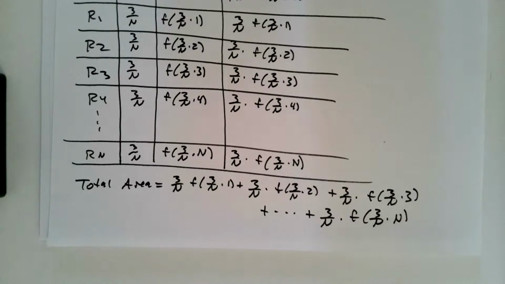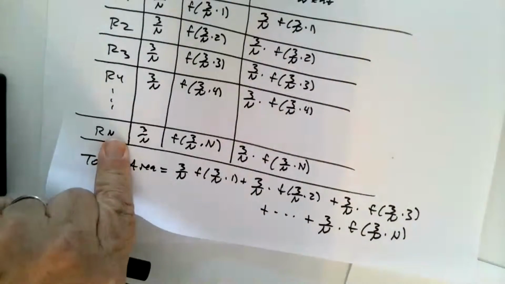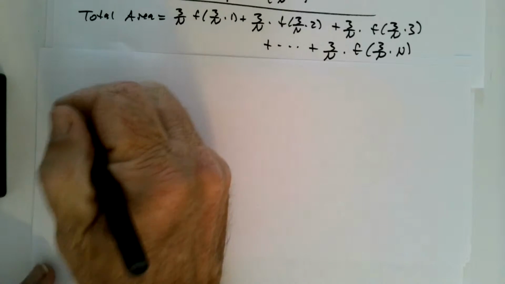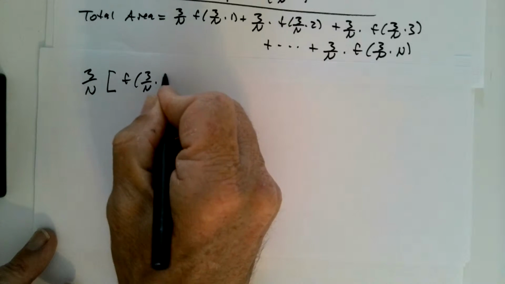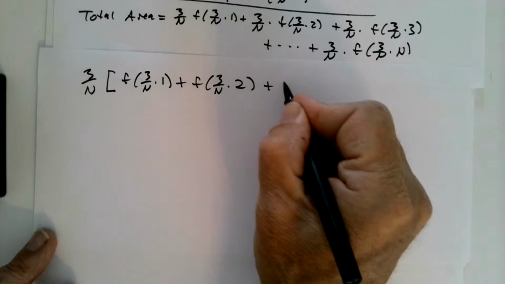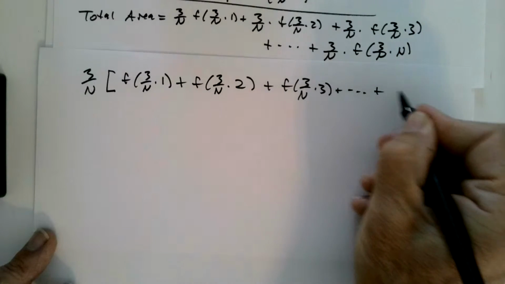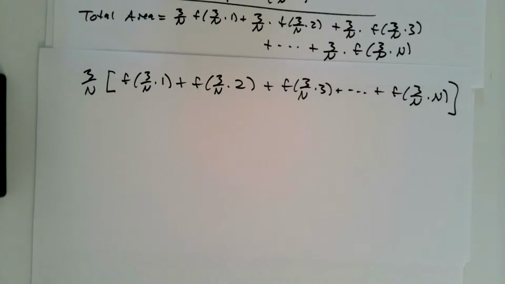Now, is there a way for me to simplify that? How can I simplify this? I can pull out the 3 over n. I get f of 3 over n times 1, plus f of 3 over n times 2, plus f of 3 over n times 3, plus dot, dot, dot, plus f of 3 over n times n.